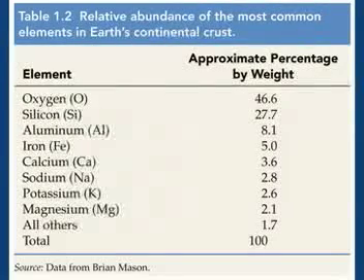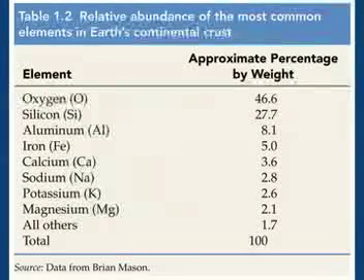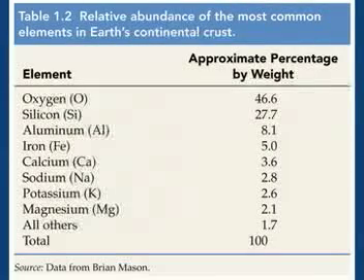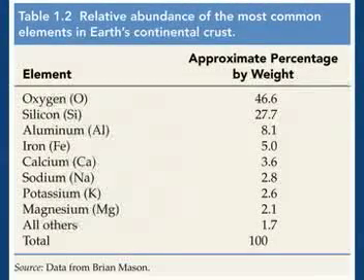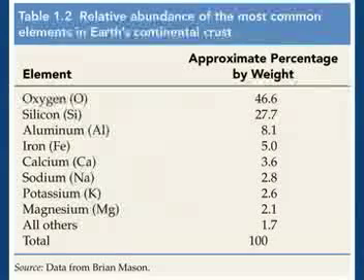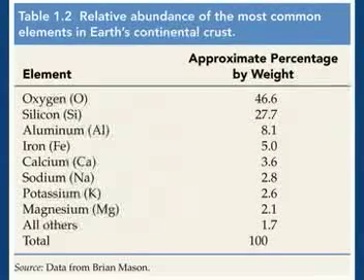O, oxygen, Si, silicon, Al, aluminum, Fe, iron, Ca, calcium, Na, sodium, K, potassium, and Mg. So OCIL, fecanacmig. Say it to yourself a few times. You're going to get it. It's really, really easy. Okay, and here it is. These are the 8 most abundant elements on the Earth's surface.